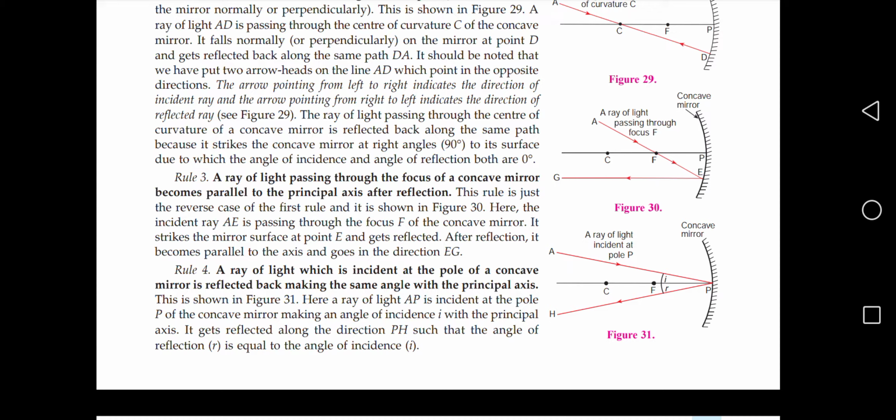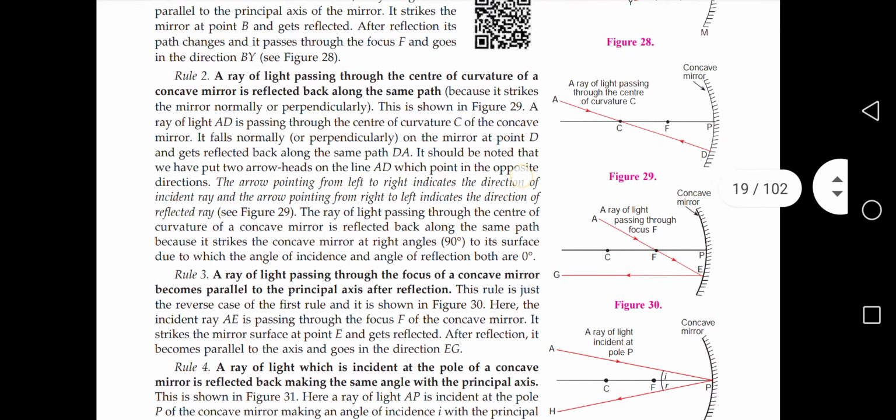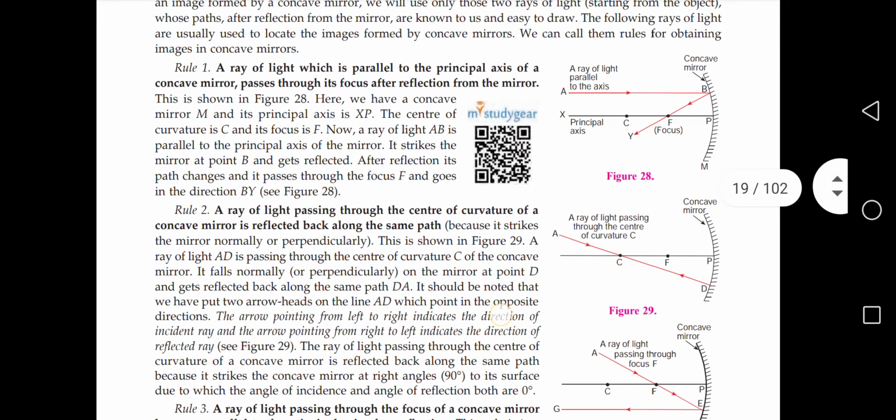So here also you can say that if a ray of light is directly incident at the pole of the mirror, then with whatever angle it is incident, with the same angle it is going to be reflected. That is angle i is equal to angle r. Angle of incidence is equal to angle of reflection. Okay, so these are the four rules of image formation by concave mirror. Of these four, you need only two rays of light to actually form an image.